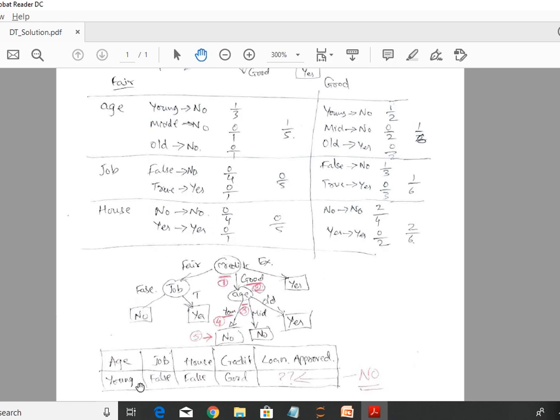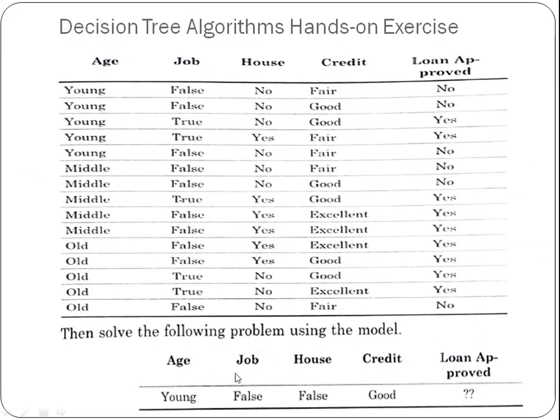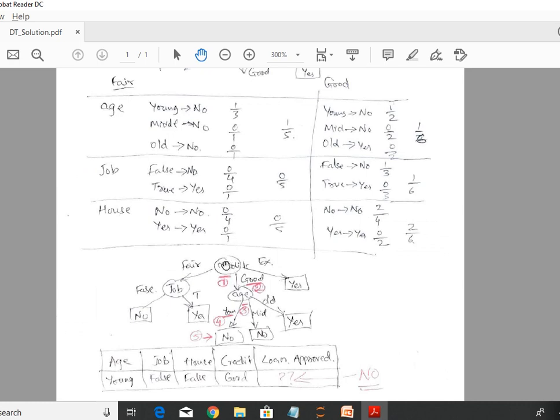Now, coming back to the question that we need to answer: age young, job false, house false, credit good. What is the prediction? We go back to our tree. What is the first question we are going to ask? Credit. Credit is good, so you come to this node here. Then the next question is age. What is age? Young. So young will come this side, and the answer is no. So our decision tree will predict the answer as no.